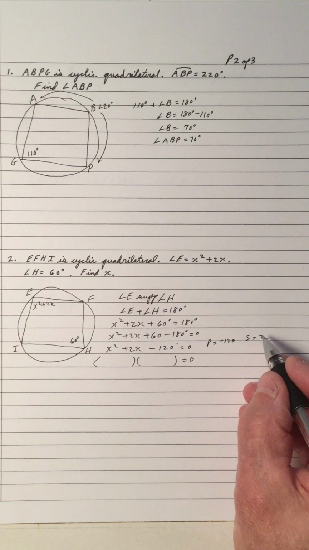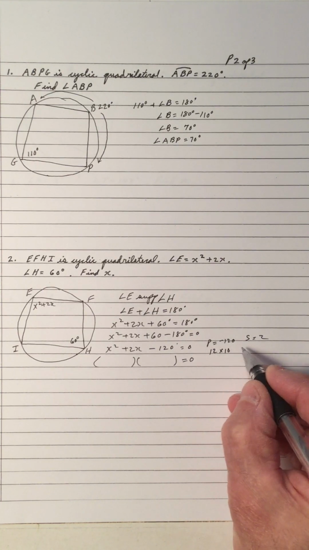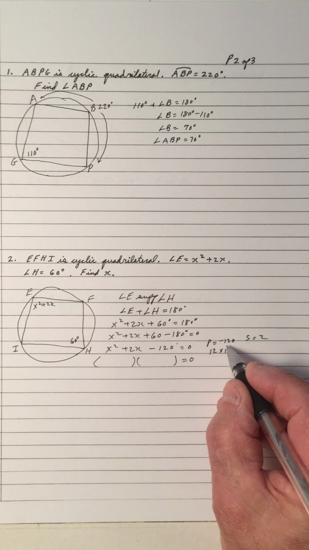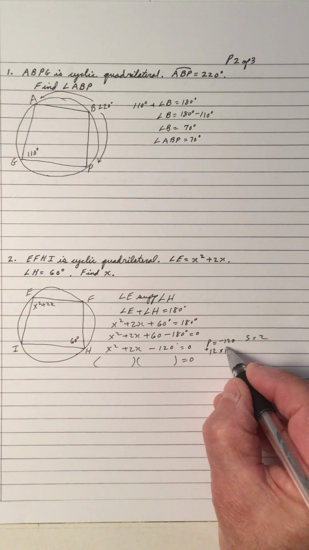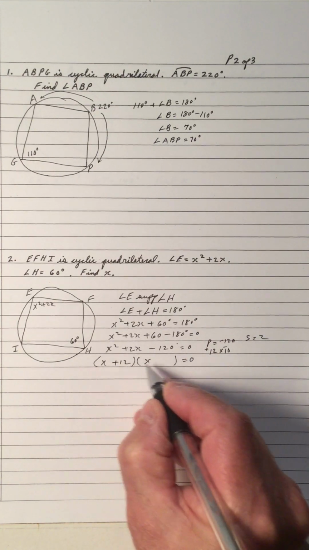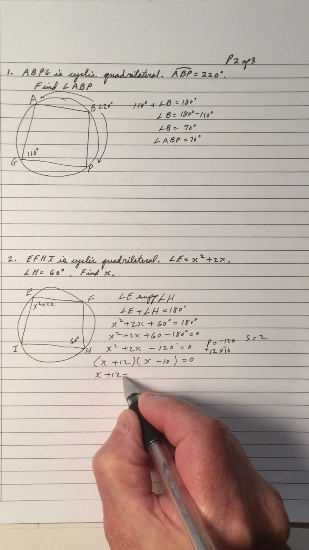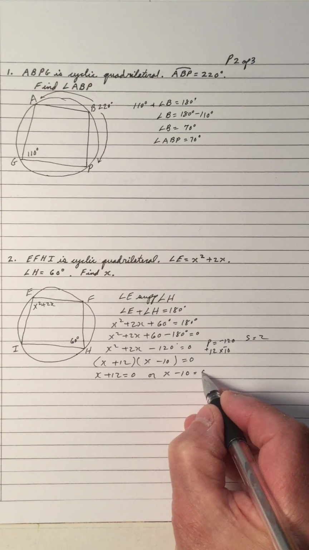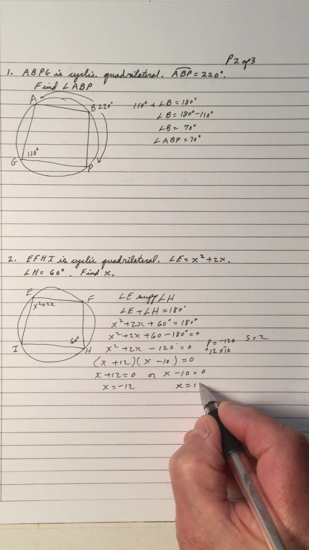There are many factors of 120, but I can see 12 times 10 gives me 120, and the product is negative. So one of them is negative and one is positive, but the sum is 2, so it has to be plus 12 and minus 10. So it's x plus 12 times x minus 10. That means x plus 12 equals 0, or x minus 10 equals 0. So x is negative 12 and x is 10.